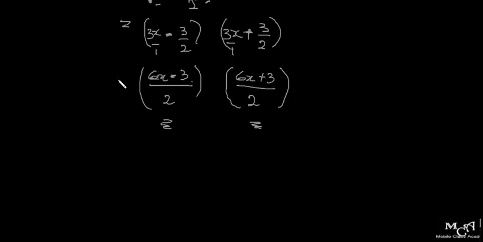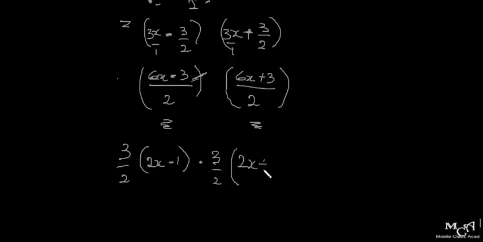So we put the 3 outside. Then our 2, 3 over 2. If we take out 3 from this side of the equation, what are we left with? We are left with 2x minus 1, right? And here, let's do the same thing. Let's take out 3 from the numerator. We have 3 over 2. What are we having left here? We have 2x plus 1.